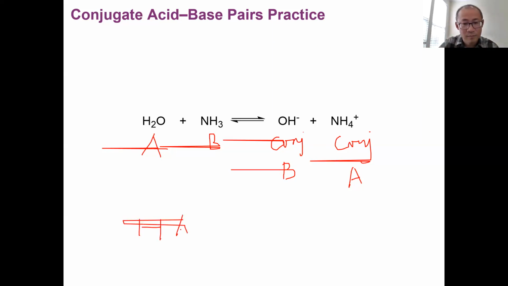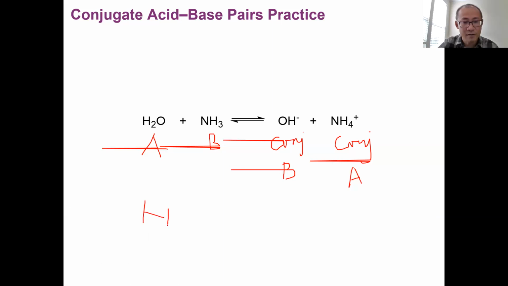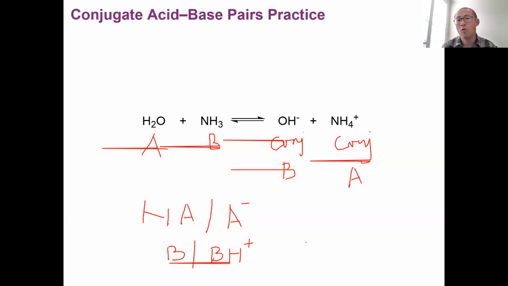So again, acid HA donates a proton, becomes A minus, the conjugate base. Base gets a proton, becomes the conjugate acid, BH plus. Always practice with that. NH3 gets a proton, becomes NH4 plus, right? B becomes BH plus. Always practice the acid and base pairs.